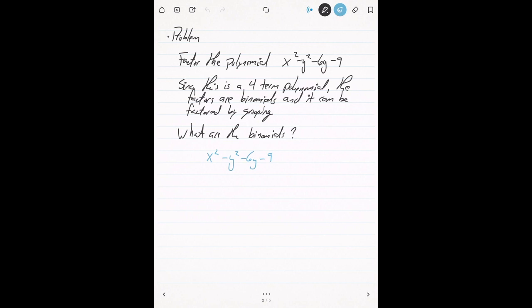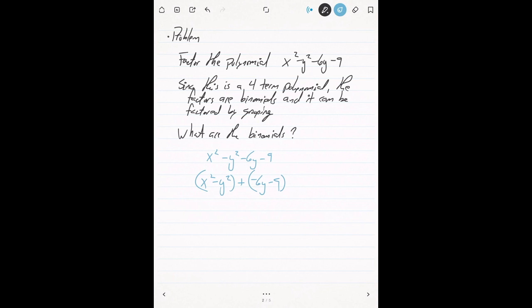So first, the problem is we want to factor the polynomial x squared minus y squared minus 6y minus 9. Well, this is a four-term polynomial. You should be having alarms go off in your head and recognizing that four-term polynomials require grouping. So we can group this down into x squared minus y squared plus a negative 6y minus 9.